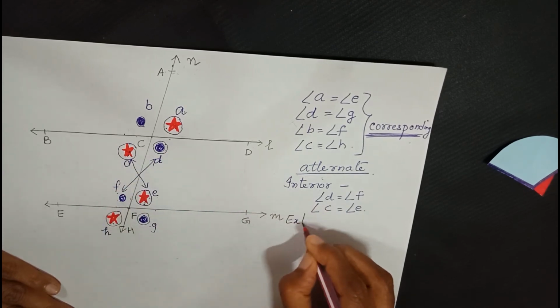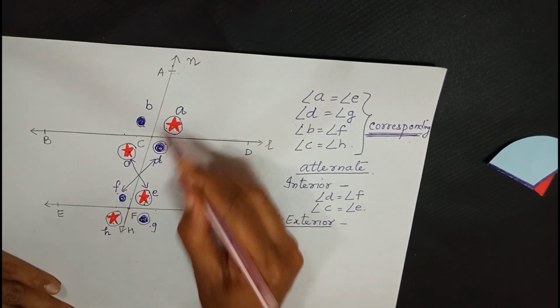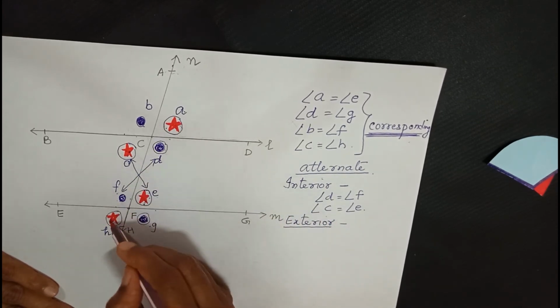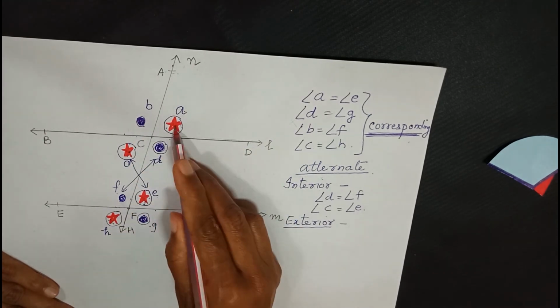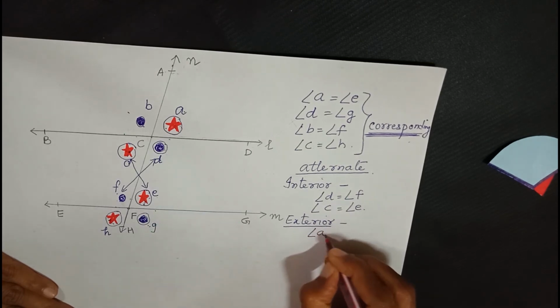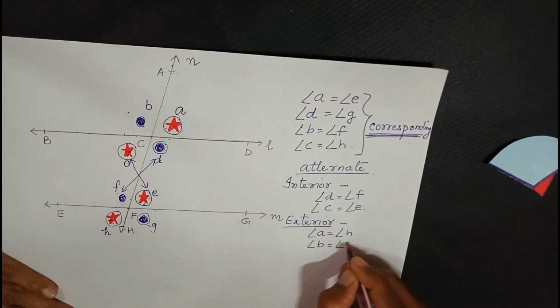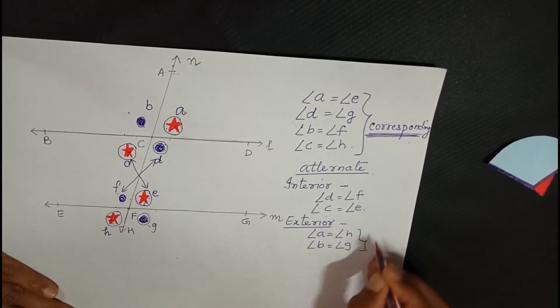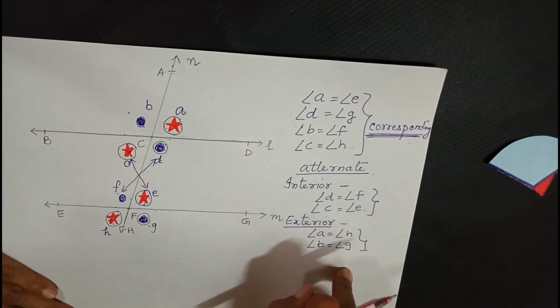Now let us talk about the exterior alternate angles. You can see A and H are alternate angles. B and G are alternate angles. So here also you can see they are equal in measure. So we get angle A is equal to angle H and angle B is equal to angle G. So again we got that alternate angles are also equal in measure.